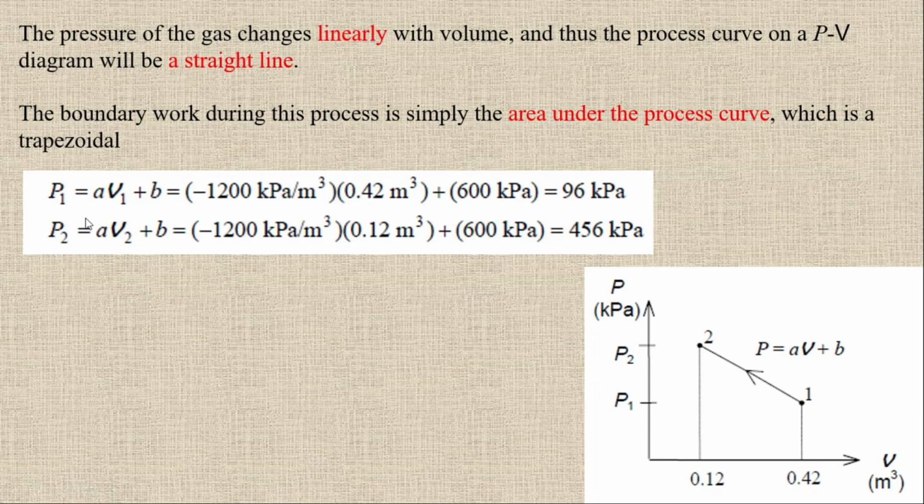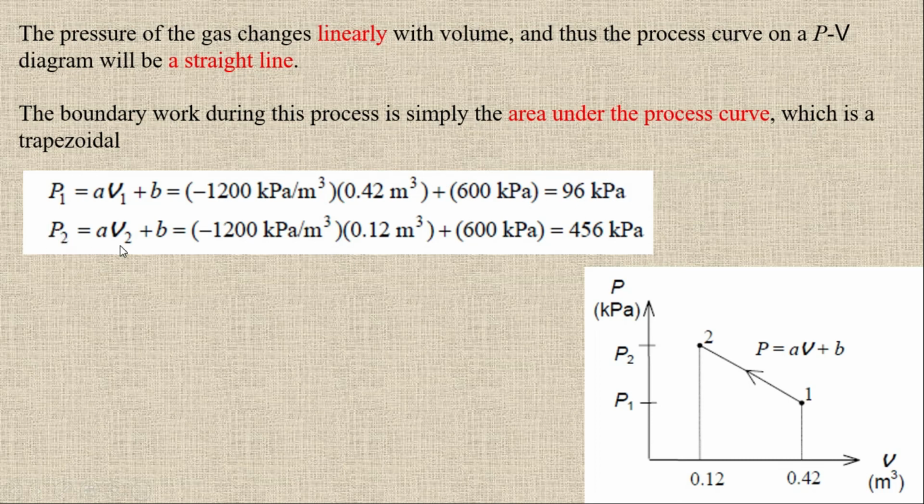So simply P1 is equal to A V1 plus B. The value of A is given, which is negative 1200, times V, which is 0.42, plus the value of B, which is given as 600 kilopascal. Simply solving this, you will get P1 is equal to 96 kilopascal.